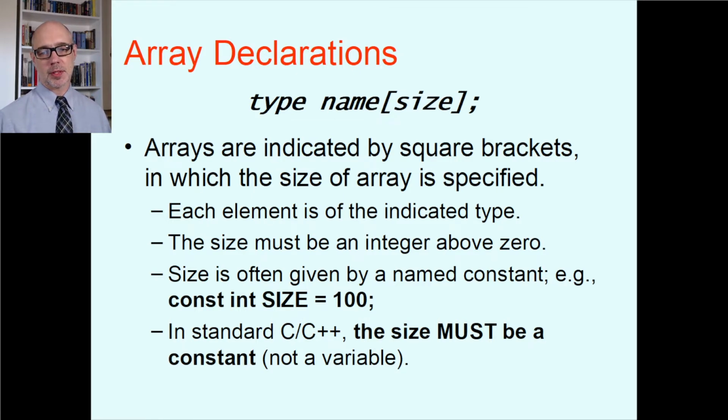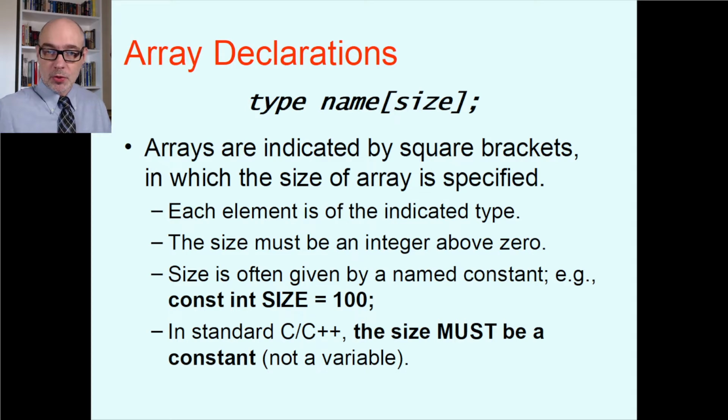Oftentimes, the size is going to be given by a named constant. So for example, before your array declaration, you might have const int size equals 100 if that's the size of your array that you need. You might even give it a better name than that. You might say number of students, right? Or you might say height of building, if that's what you have there.